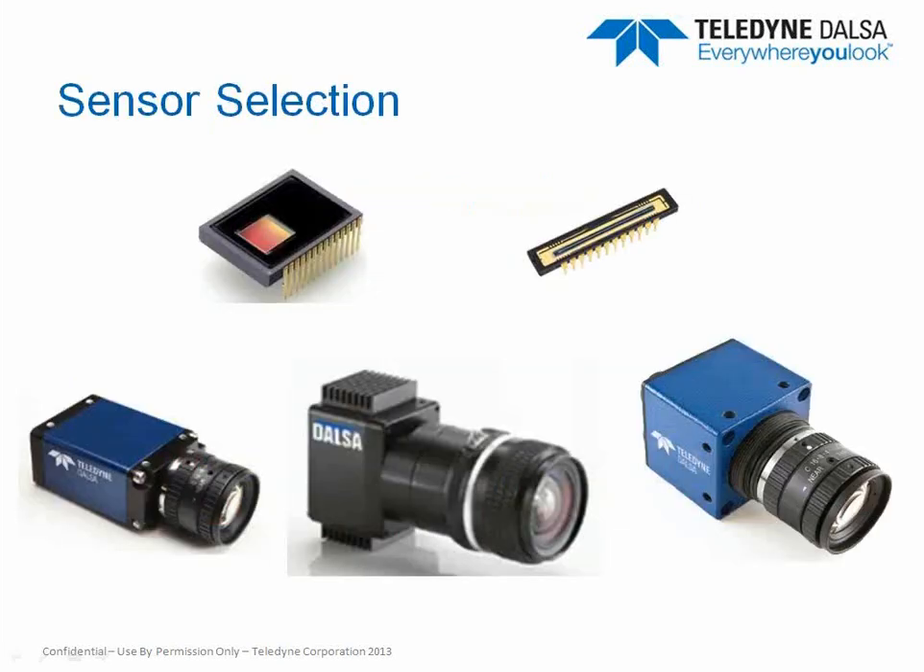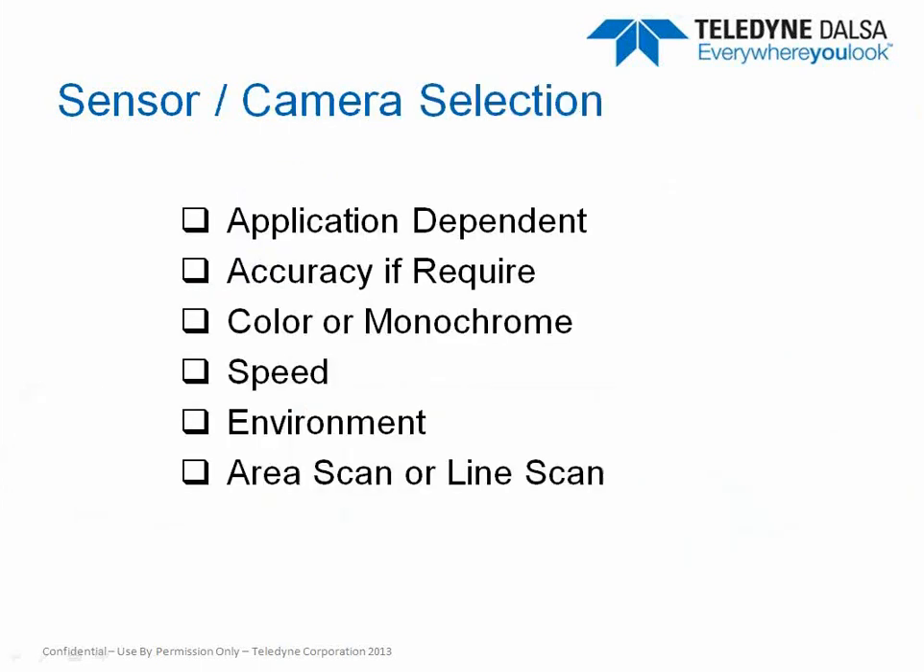So let's move to sensor selection. We're going to talk about 2D, 1D, color and things like that, when you would need them and where is the right choice for the application. When selecting a camera, it's really application dependent. Are you looking for accuracy measurements? Are you looking for color or monochrome? The speed of the acquisition, the environment that the camera is going to be in, and sometimes whether you can do the application with area scan or line scan.